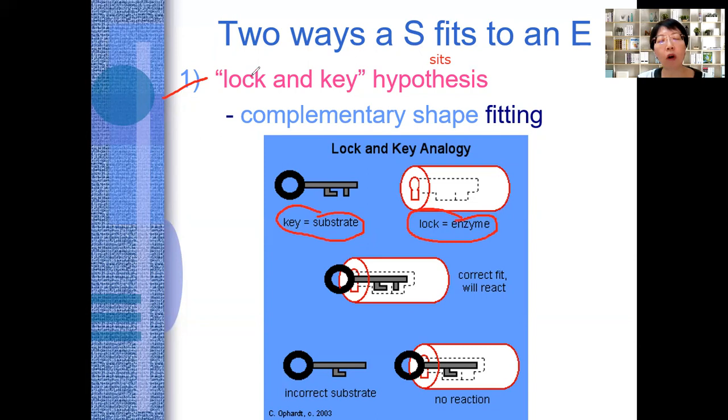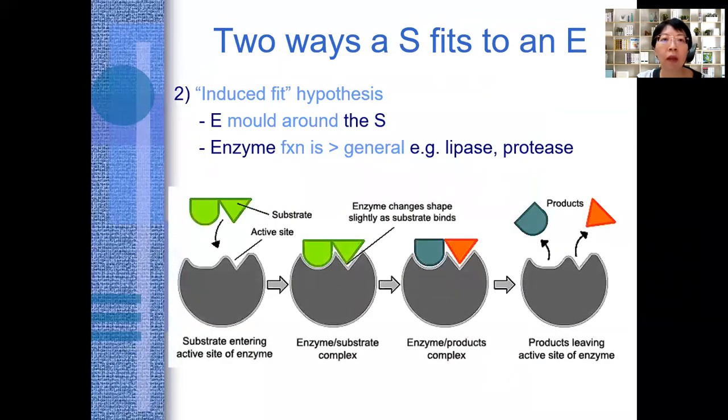So the lock and key hypothesis is applicable for all the 5 enzymes that I showed you just now, which are specific in their function and specific in their substrate. So what about those 2 enzymes that are more general? How can different substrates also be catalyzed in the reaction? It's because of how the substrate sits into the enzyme active site, which is by the induced fit hypothesis.